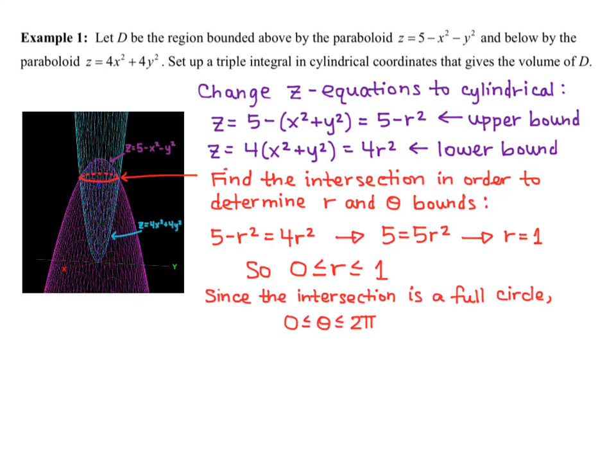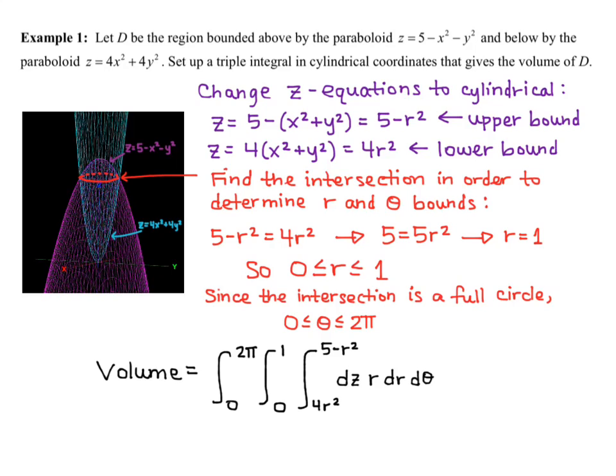Putting this all together, the volume is equal to the outer bound 0 to 2 pi, then 0 to 1, then 4r squared to 5 minus r squared, and then I want my standard integrand, dz r dr d theta. So to find the volume between those two paraboloids, I would find the integral given here.